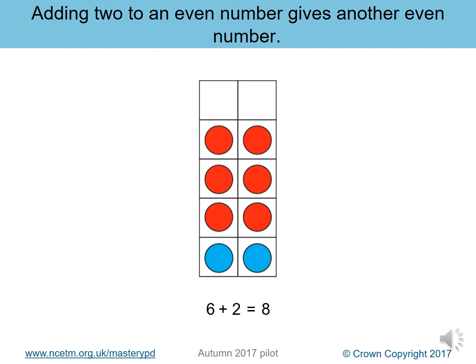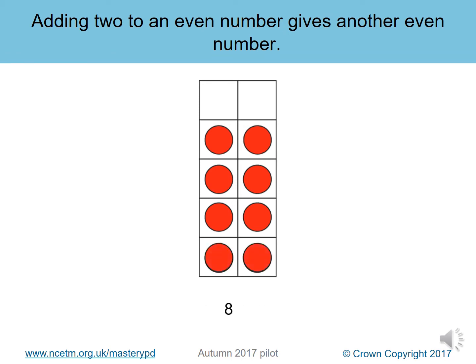I'm wondering if you can guess what the next one might be. If I've got 8 and I'm going to add 2, what's it going to give me? It's going to give me 10, isn't it? Okay, because it's the next even number. So every time we add 2 to an even number, remember it's got to be an even number to start with, it gives us another even number.